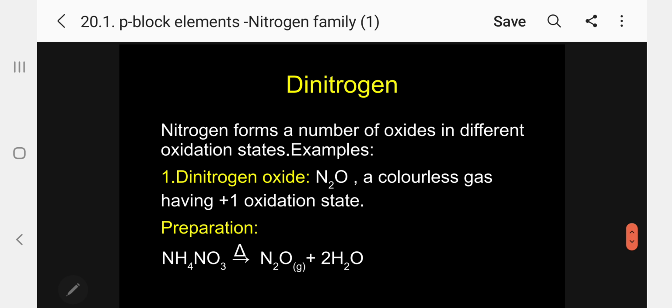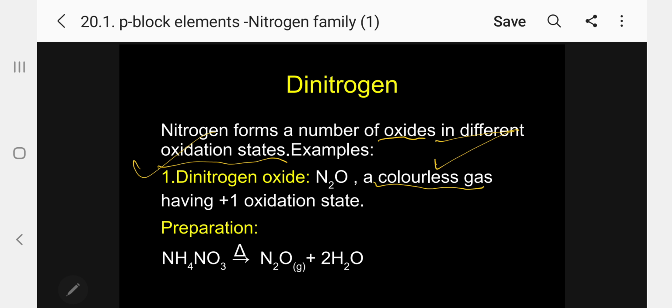Nitrogen forms a number of oxides in different oxidation states. Under the oxidation states I have discussed already, it forms various oxides with oxygen. So first let me take dinitrogen oxide, that is N2O, a colorless gas.